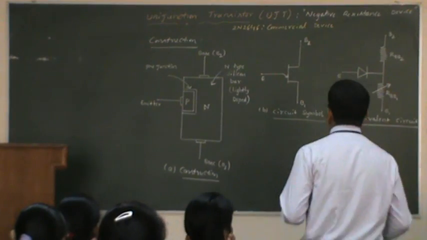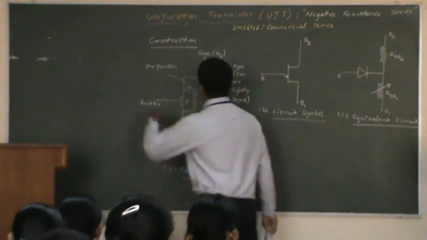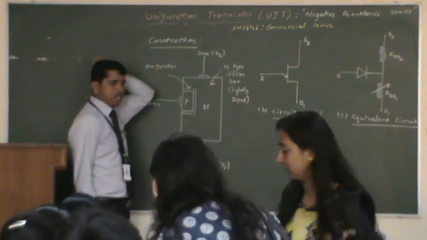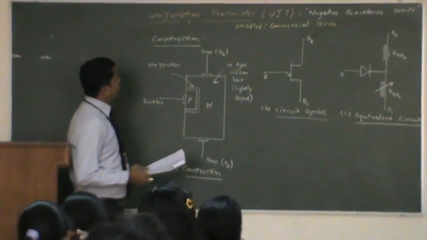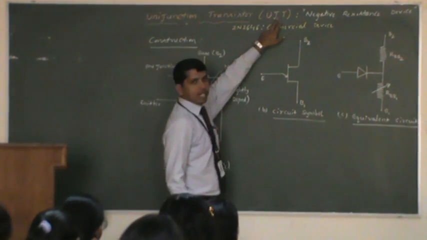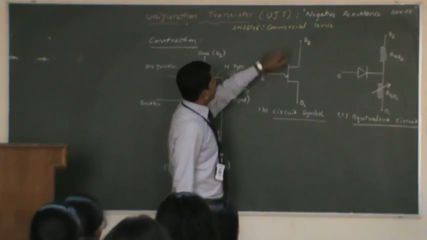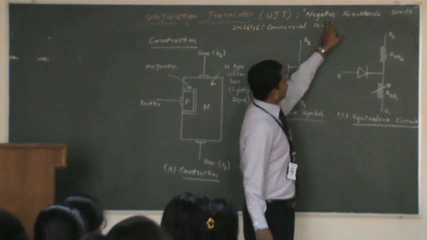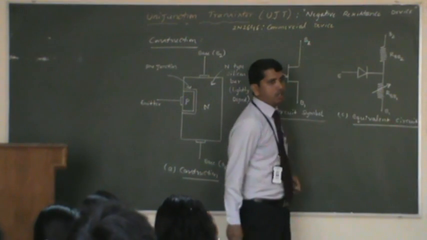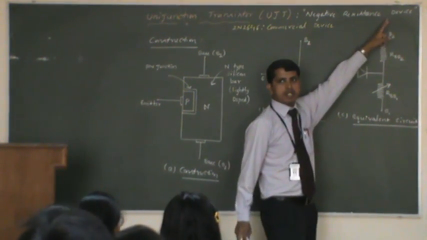Let's look at the new device, the unijunction transistor. In the previous class we discussed the silicon controlled rectifier. In this class we shall discuss the unijunction transistor, which is labeled as UJT for short. This device has negative resistance characteristics, due to that, this device can be called a negative resistance device.